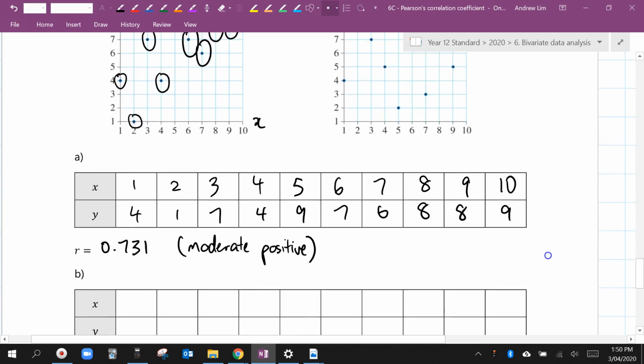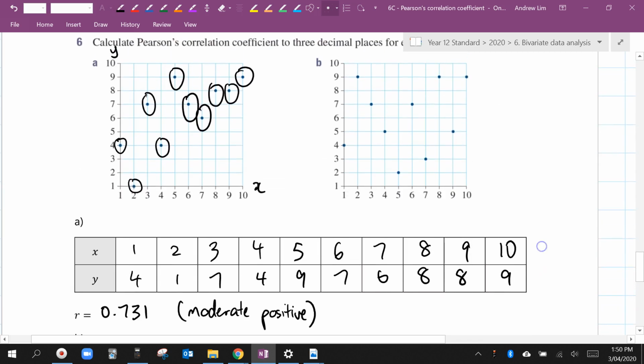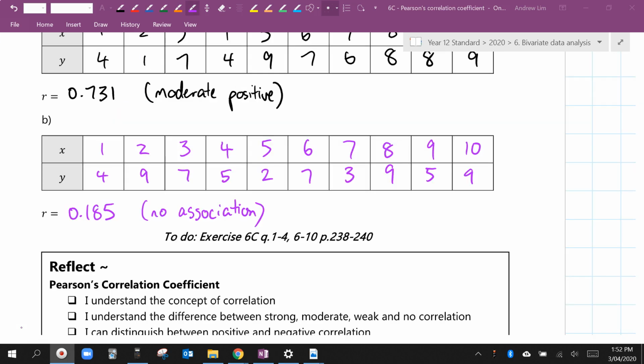Okay. Can I get you to pause the video, have a go with question B, and when you're ready to check your answer, I'll have it ready for you. Okay, so here's the answer for question B. Pearson's correlation coefficient R is equal to 0.185, and according to the descriptions, that means there is no association between X and Y.